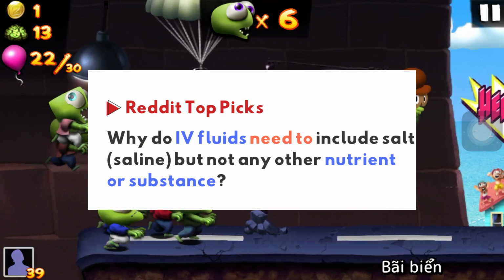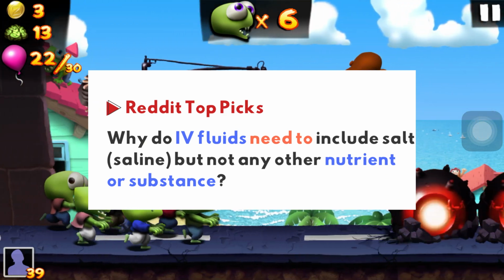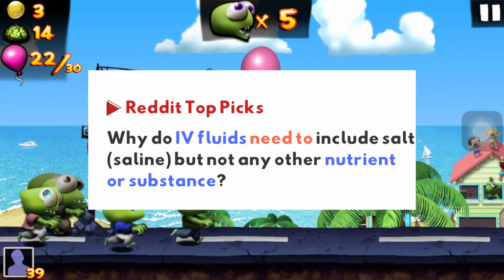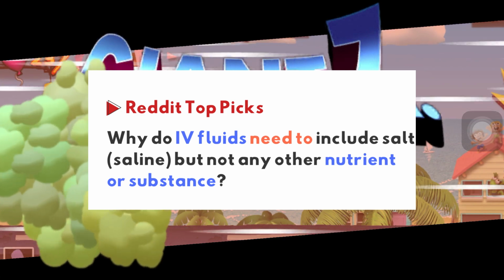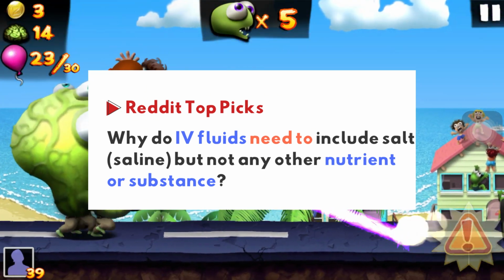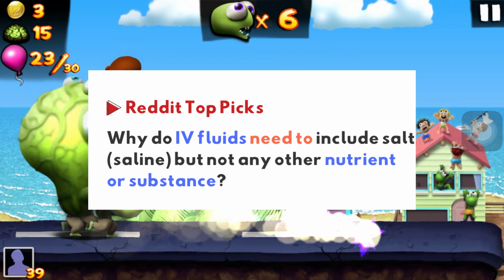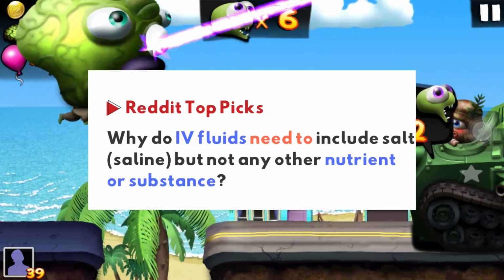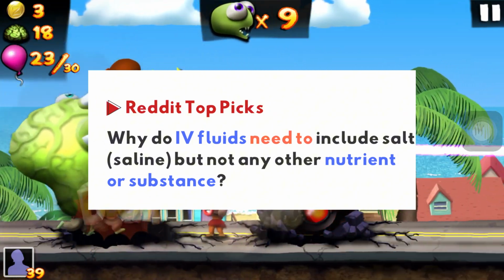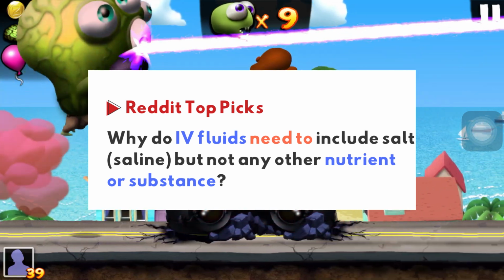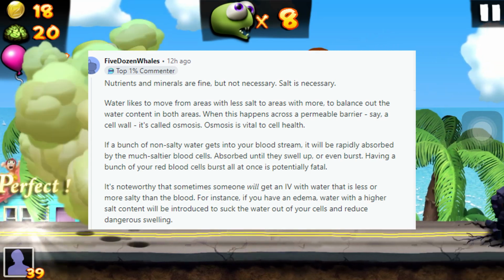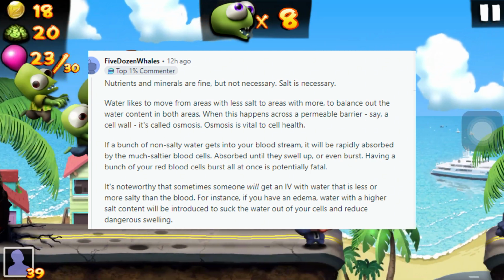Why do IV fluids need to include salt, saline, but not any other nutrient or substance? Whenever a patient needs fluids, it seems that the doctors and nurses always provide saline intravenously. I see it all the time in medical dramas, and the one time in my life where I received IV fluids. Never just distilled water, and never anything else in the solution: glucose, potassium, magnesium, iron, etc. Why? Nutrients and minerals are fine, but not necessary.